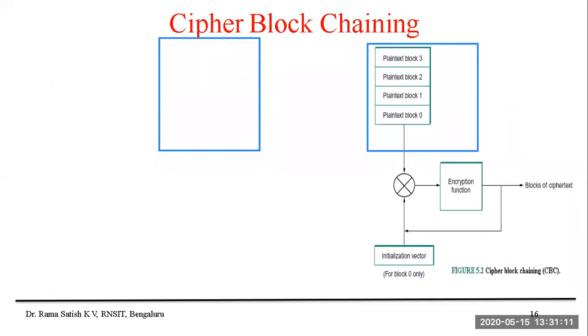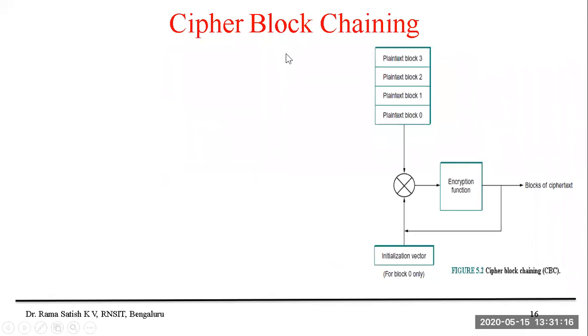And another solution for this, how to overcome this electronic code block weakness. We have a technique called cipher block chaining. We call it CBC, cipher block chaining. So what is it exactly? Let us see what it is.